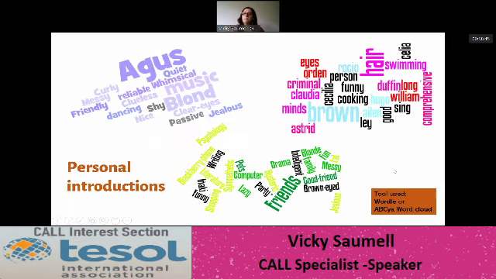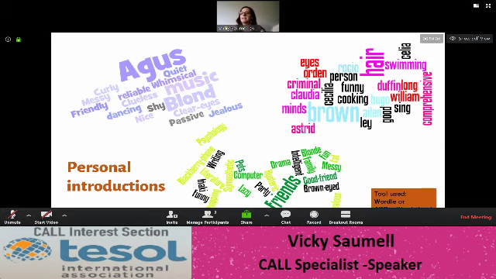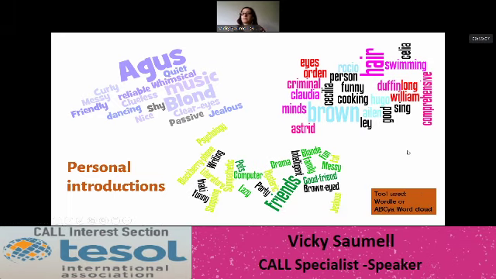The first is very simple. Use a word art tool like Wordle or ABC Word Cloud to create personal introduction clouds. So if you see in the first one, you have a name and then you have a lot of words related to that person. This is what I asked them to do: make a list of words that they would use to describe themselves, also things they like, maybe names of family members or pets, and then create a word cloud using those words. And then, of course, we would use that word cloud in many different ways.